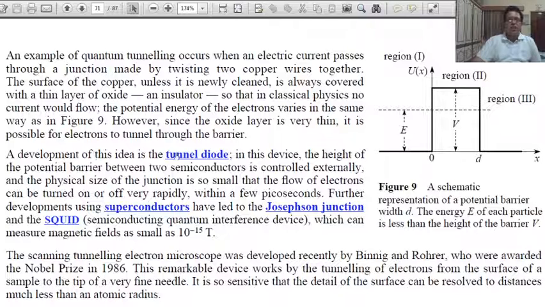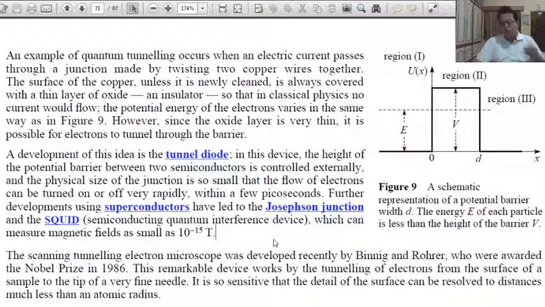A development of this idea is the tunnel diode. In this device, the height of the potential barrier between two semiconductors is controlled externally and the physical size of the junction is so small that the flow of electrons can be turned on or off very rapidly, within a few picoseconds. Further development using superconductors has led to the Josephson junction and the SQUID, the superconducting quantum interference device, which can measure magnetic fields as small as 10 raised to minus 15 Tesla.